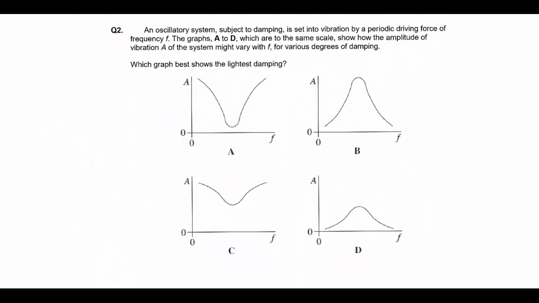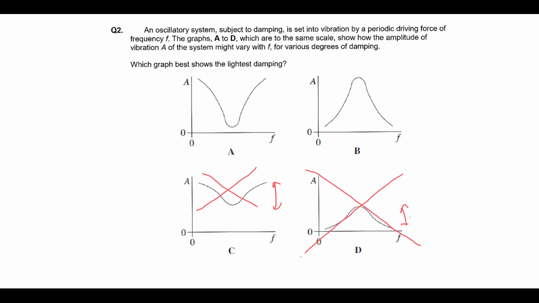We've got an oscillatory system subject to damping, set into vibration by a periodic driving force. These graphs are all the same scale. Essentially we need to work out which one has the lightest damping. We can already eliminate this one because it's got the lowest, and this one, because they've got the smallest resonant peaks. The difference between these two is much smaller, so we know it's not those two.